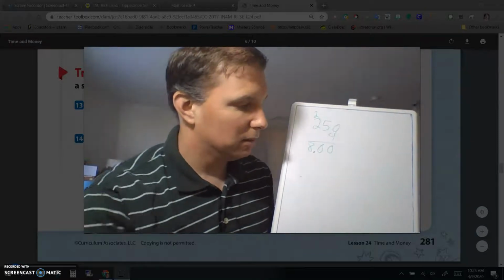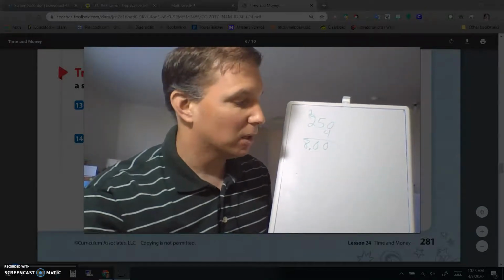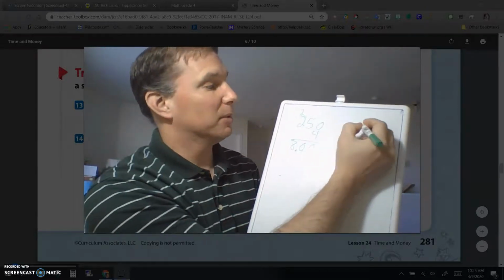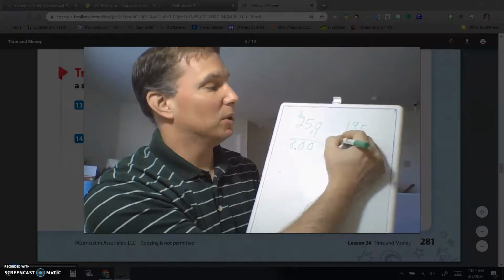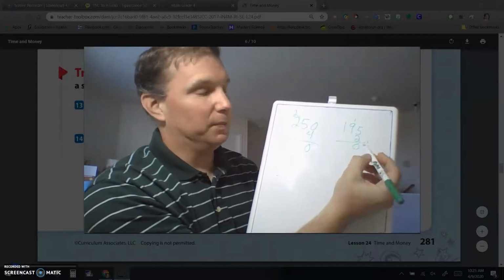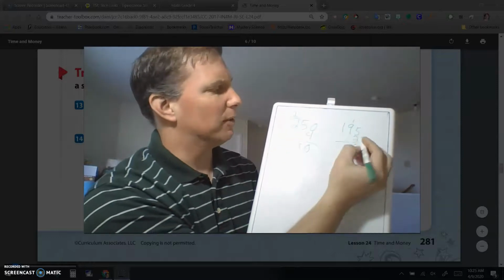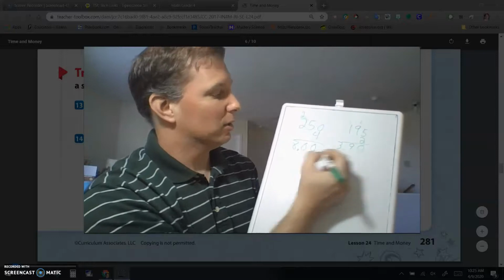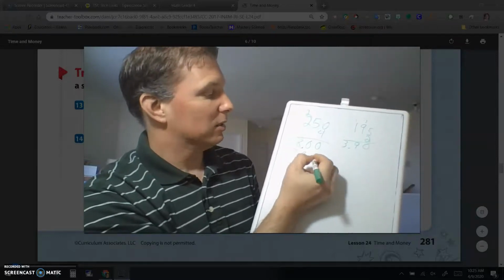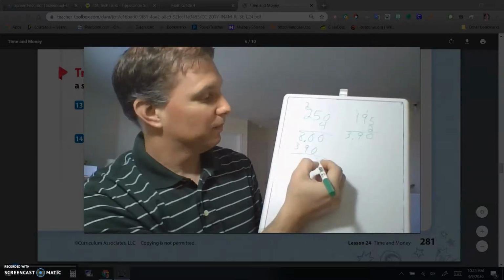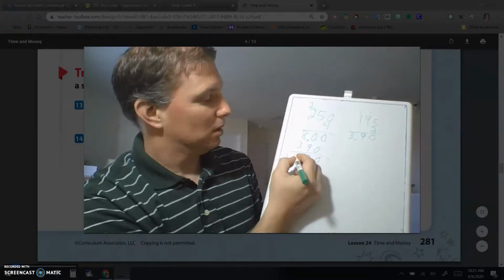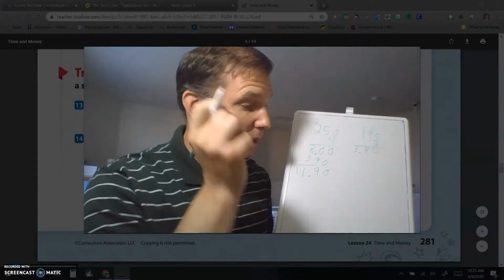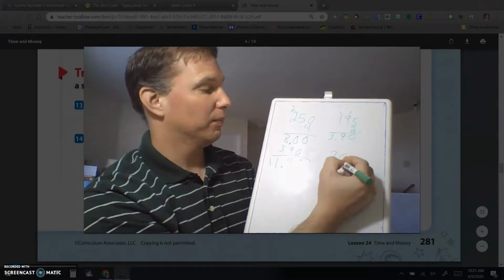And then, let's see, we have 2 bookmarks. Each bookmark costs $1.95. For this one, you can either add them together or multiply. I'm just going to take 195 times 2. I'm going to try to get a thicker dry erase marker for next time. So $3.90. We add $3.90 to the $8. And we get $11.90. Now Keisha paid with a $20 bill.